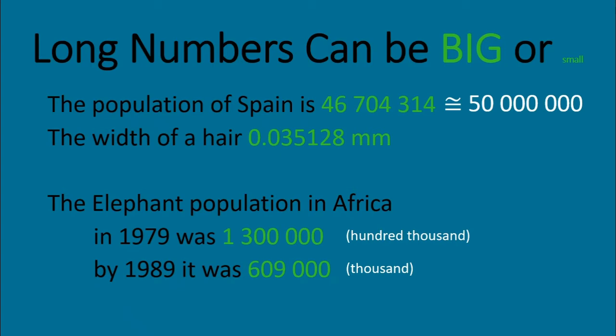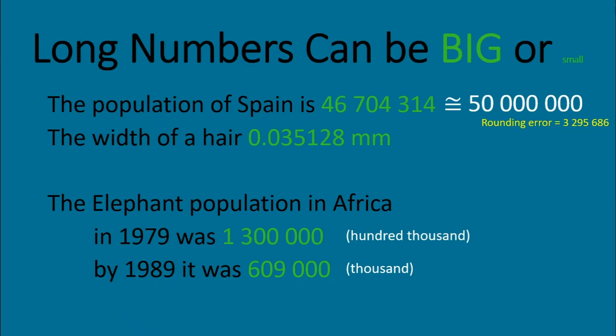In this case, our rounding error was 3,295,686. Now that's quite a big rounding error. But even by making that big rounding error, I get a pretty good idea of what the population is in Spain to the nearest 10 million. We can do the same thing with the width of a hair.